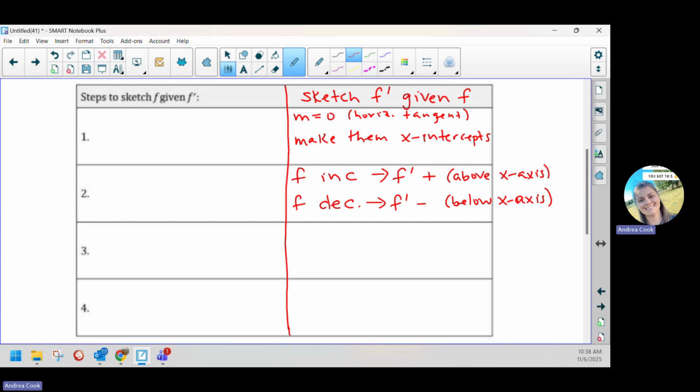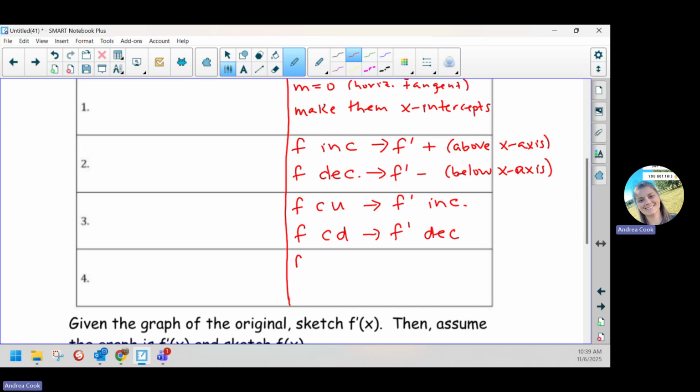Then we also want to look at concavity. So where f is concave up, that means that f prime will be increasing. And where f is concave down is where f prime will be decreasing. And then the other thing is that where f has points of inflection, f prime will have mins and maxes. And then, of course, we're going to connect the points to sketch the curve.